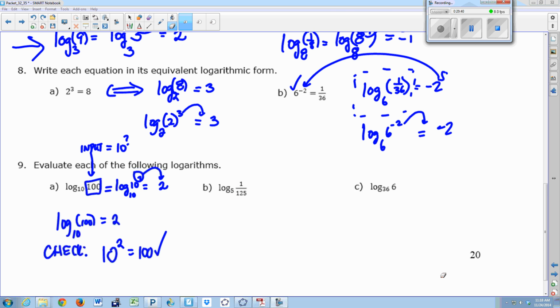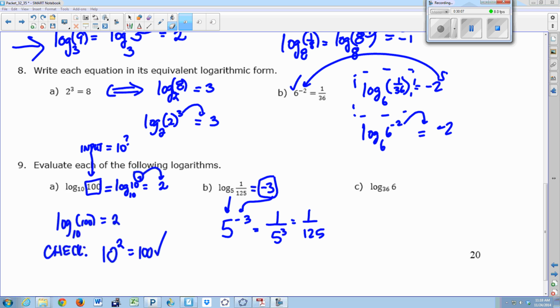Log base 5 of 1/125th. What did we get for that? What did we get? Negative what? Negative 3. And how do you check it? We keep the base the same, 5. The log is the exponent: 5 to the negative 3 equals 1 over 5 cubed, which equals 1 over 5 times 5 times 5, which is 125.